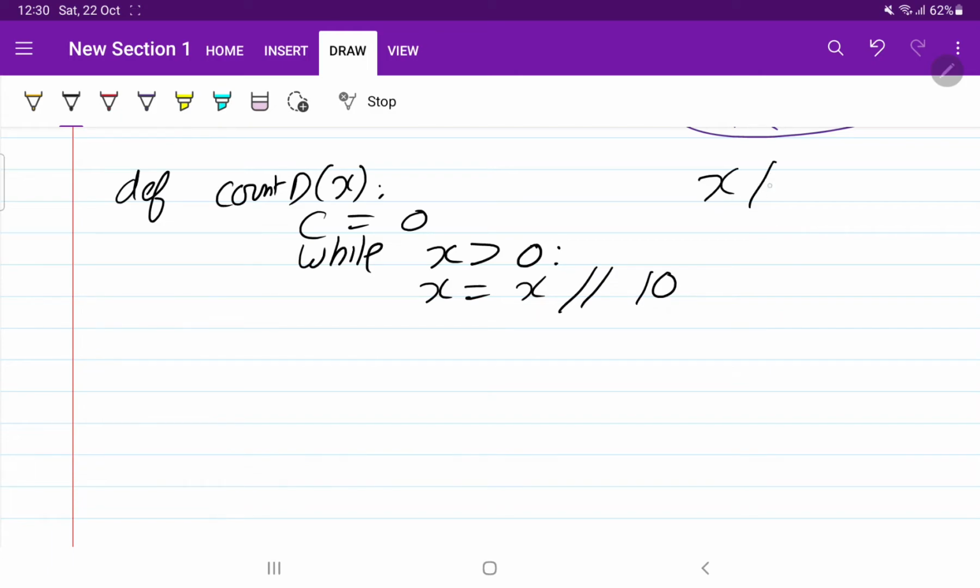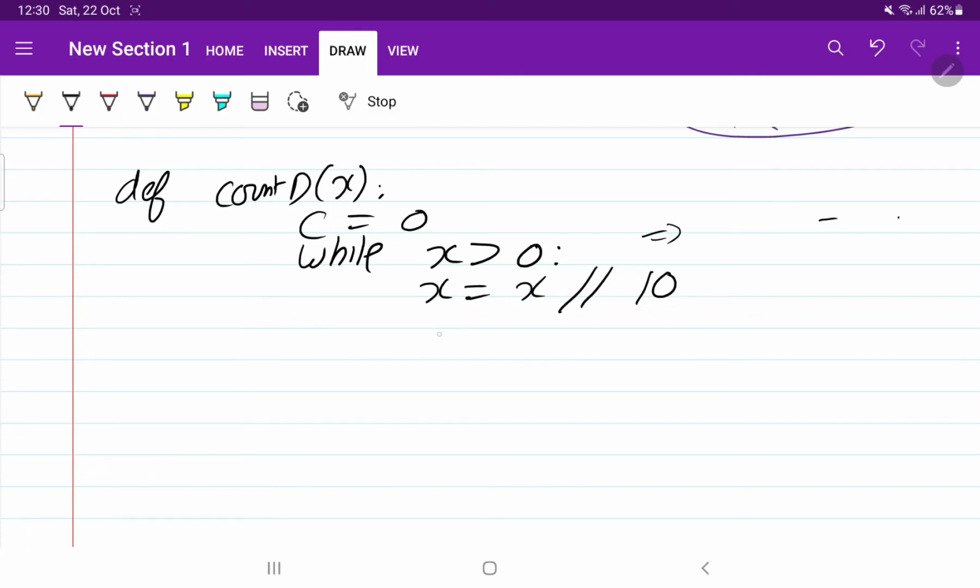While x is greater than 0, we will divide that number by 10. So if you do x by 10, suppose 97 by 10, what will it give you? Actually we will get 9.7, but the computer will give 9. But Python used to give 9.0 to us. If you want the integer solution, you need to use double division. It will give us exactly 9. So this is x is equal to x by 10.